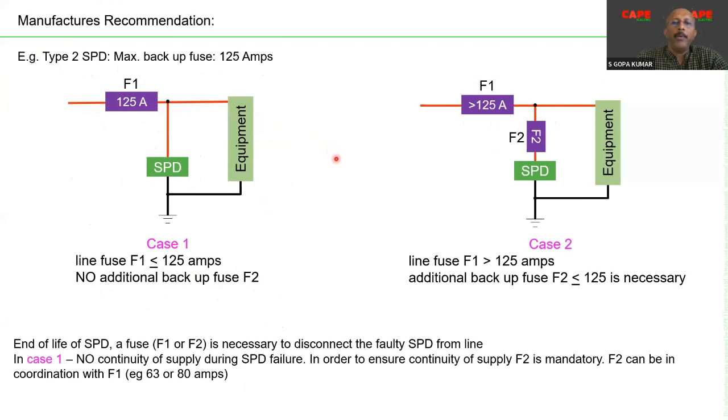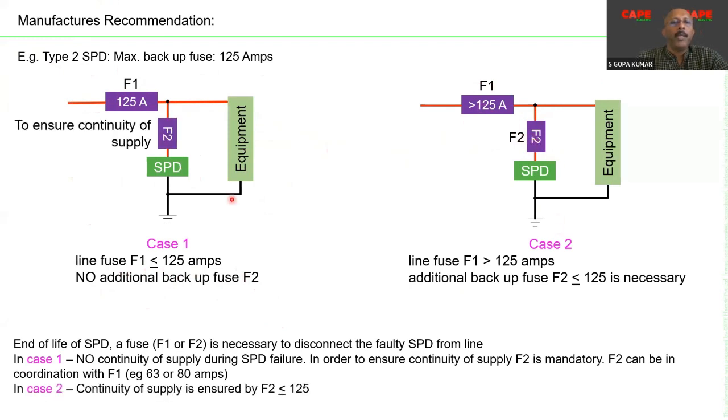If you wanted to have continuity of supply, F2, you have to use the second connection diagram. The ratio between F1 is to F2 is 1.6 is to 1. So if you wanted to have a continuity of supply, you must have an SPD, and the ratio of F1 is to F2 is 1.6 is to 1. That means you have a 125 amps fuse at the line. Your continuity of supply is important. You must put an F2 mandatory, and the rating of the F2 is about 60% lesser than 125 amps. Probably a 63 amps fuse will do the job.